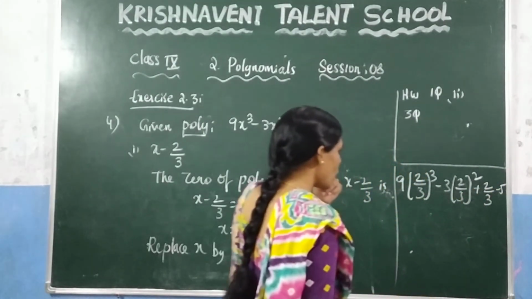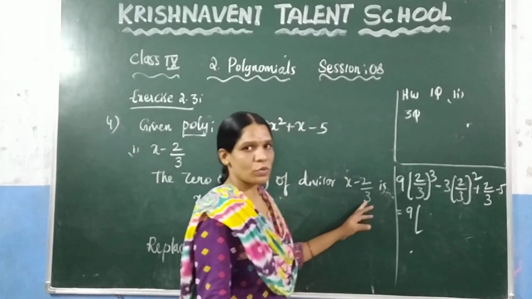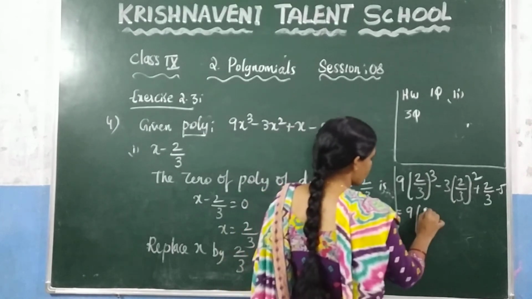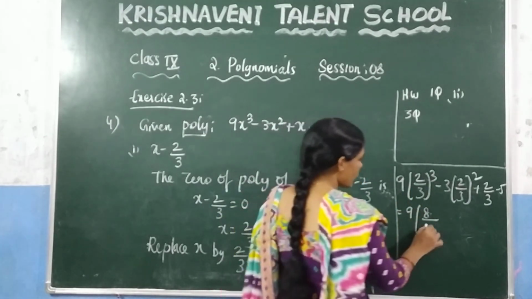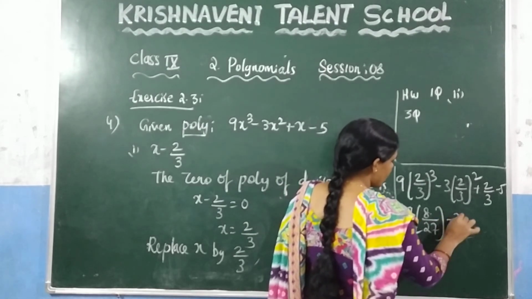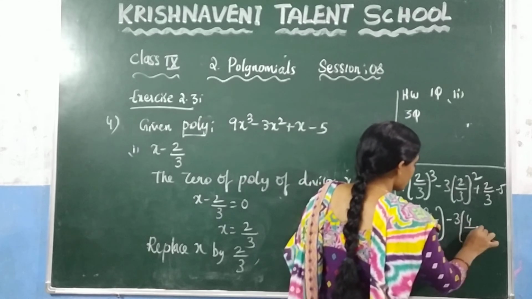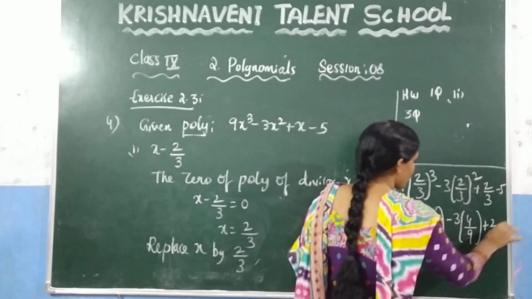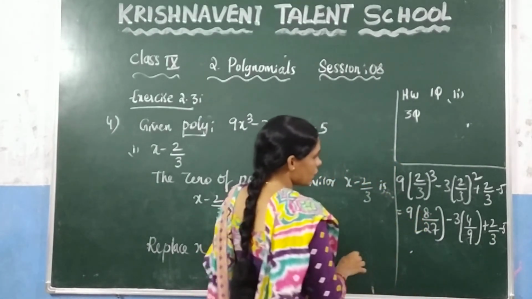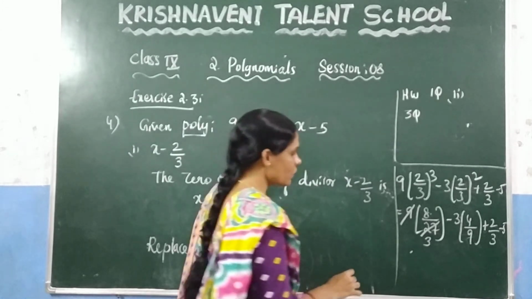So here what you get, 9 into, what is the value of 2 cube, which is 8, and what is the value of 3 cube, which is 27. So you get here minus 3 into, what is the value of 2 square, which is 4, 3 square, which is 9, plus 2 by 3 minus 5. So here you can observe that 9 threes will get cancelled. Right, 9 threes are 27.